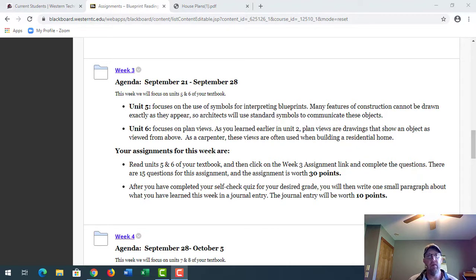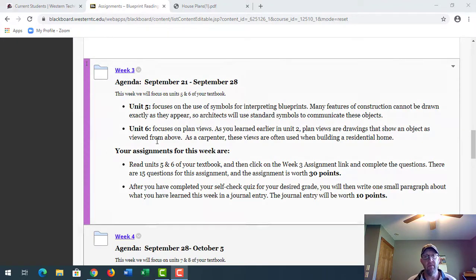This week's agenda goes something like this. We're going to focus on units 5 and 6 of your textbook. Unit 5 is going to focus on the use of symbols for interpreting blueprints. So this is huge, it's important to know. Unit 6 is going to focus on plan views. From week 1 you already know what a plan view is, so we're going to focus on that and go into a little bit more detail.